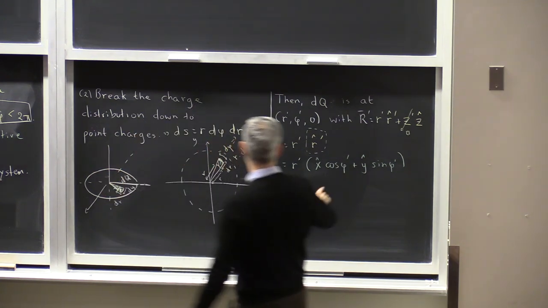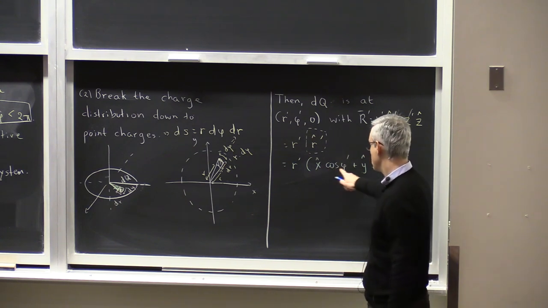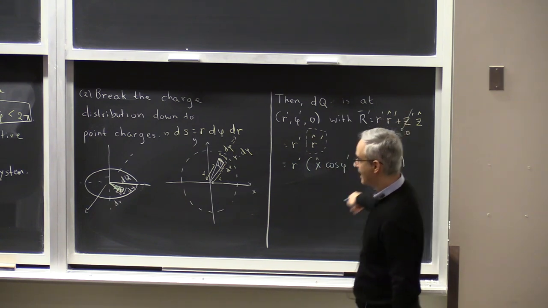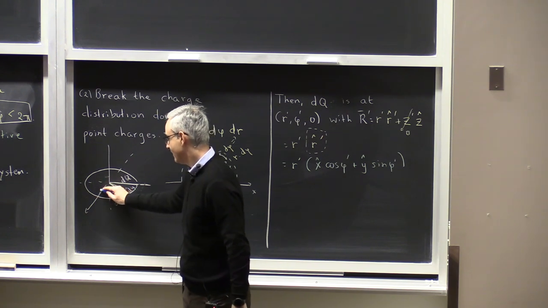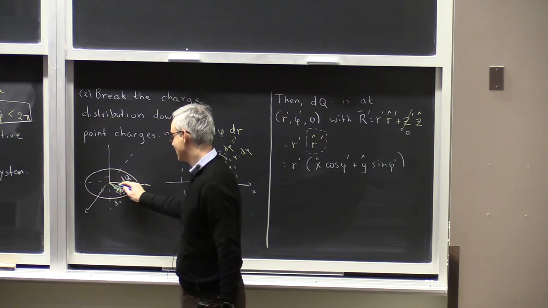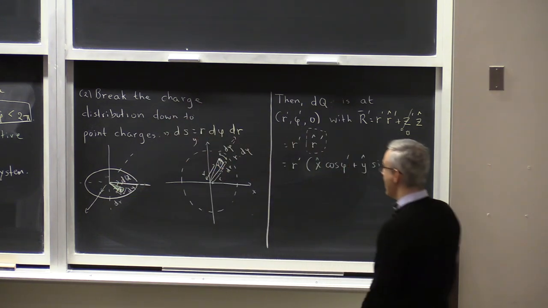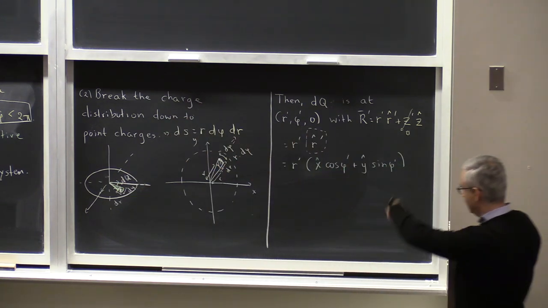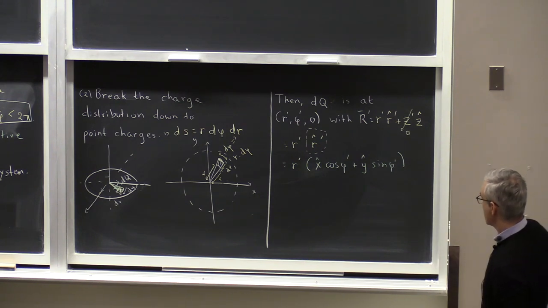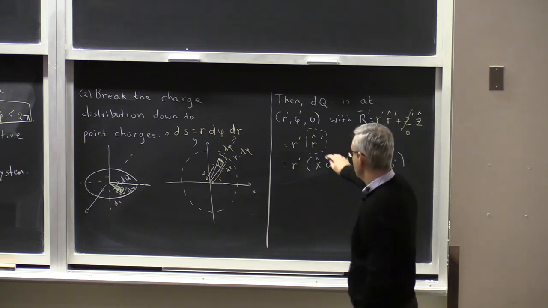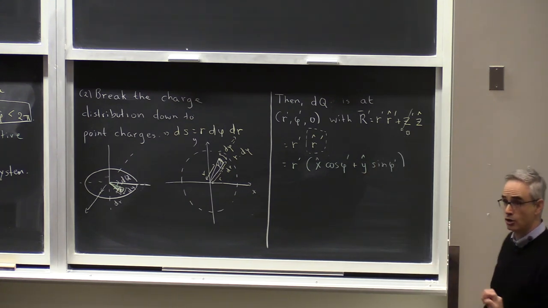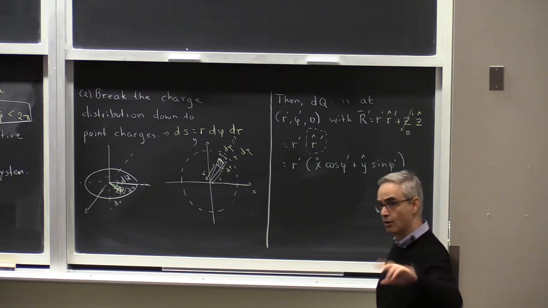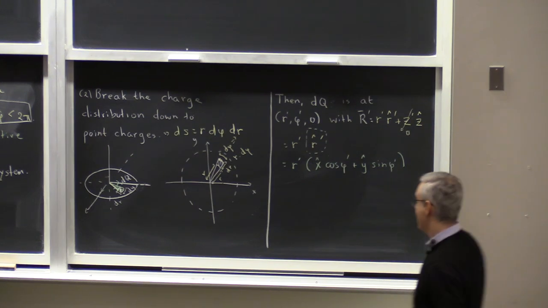It changes, and you can see that in its expression. It's x cosine phi plus y sine phi. So if you have a point here, the r unit vector is along the x axis. If your point is here, the r unit vector is along the y axis. So it can rotate on this disk. Therefore, we have to replace the unit vector with its expression in Cartesian unit vectors just to keep track of this rotation. So that is an extra step.